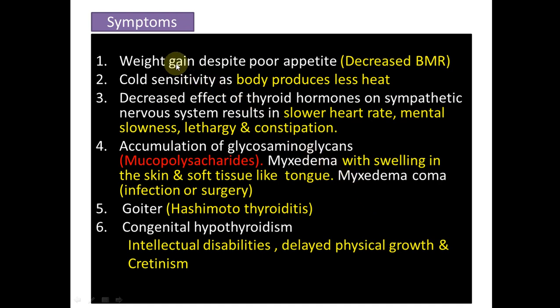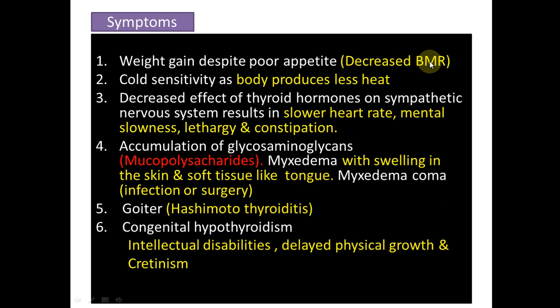In hypothyroidism, the person is having very slow and sluggish responses, and most of the time patients of hypothyroidism are considered to be suffering from severe depression. These patients continually gain weight, and this is because of the decreased basal metabolic rate.